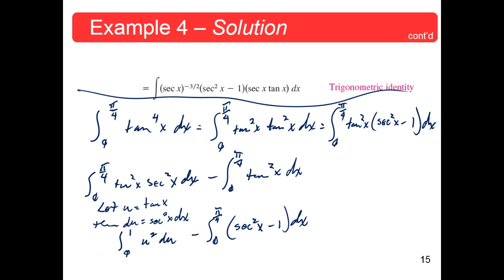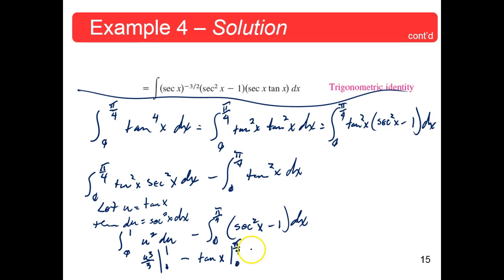Let's do that one first. u to the third over 3. Yes. Okay, and that's evaluated from 0 to 1. Right? Okay. Minus, and what's this one? Antiderivative of secant squared. Oh, you just said it. Tangent x, and that's evaluated from 0 to pi fourths.